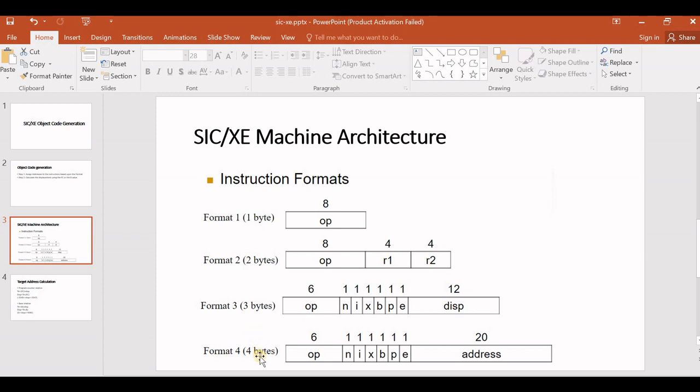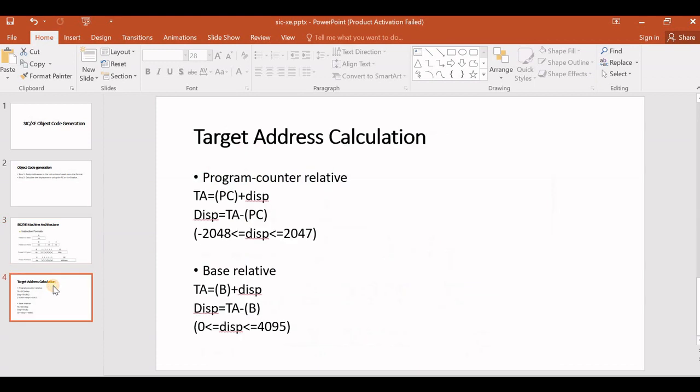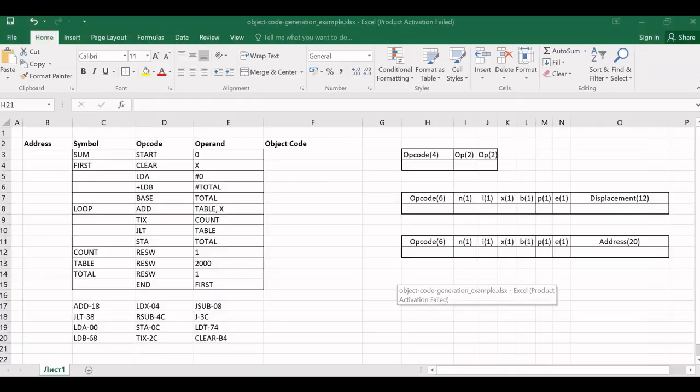And for format 4 instructions, you need not calculate the displacement, but for format 3 instructions, you are supposed to calculate the displacement. How do you calculate the displacement? Using these equations. That is, displacement is equal to target address minus PC value. And if the displacement goes beyond the range, then you will have to take the base value and find out the displacement. Now we'll go to the actual SIC-XC program where we are supposed to generate the object code. So this is an example program, or a small set of instructions, of an SIC-XC program.